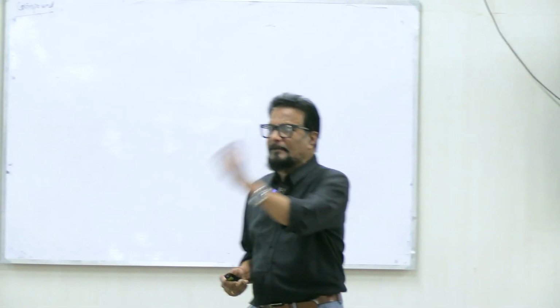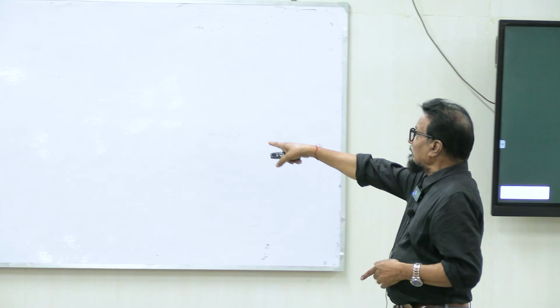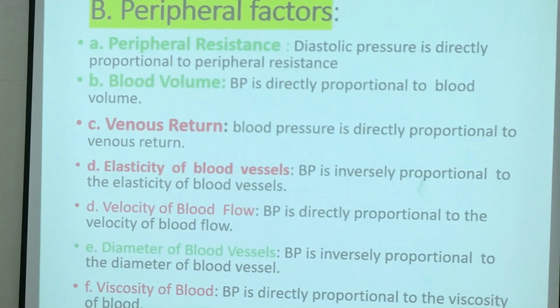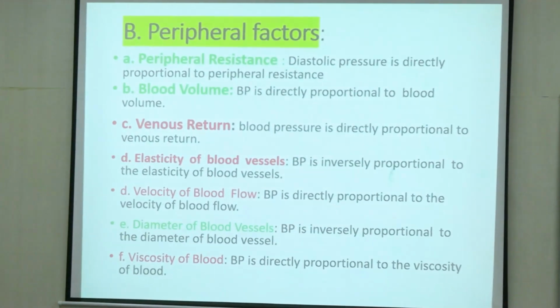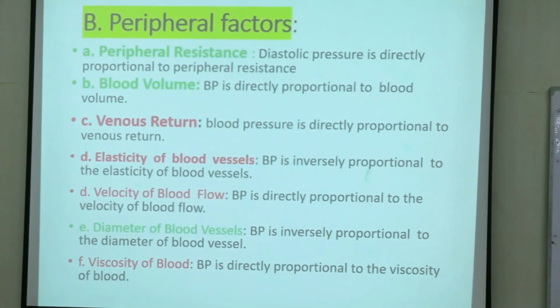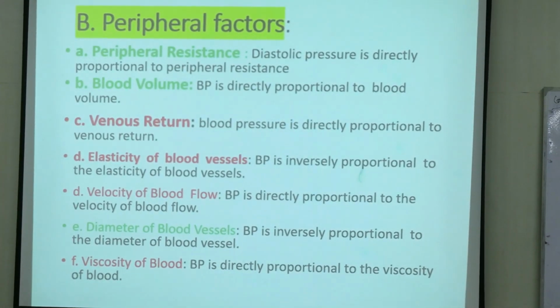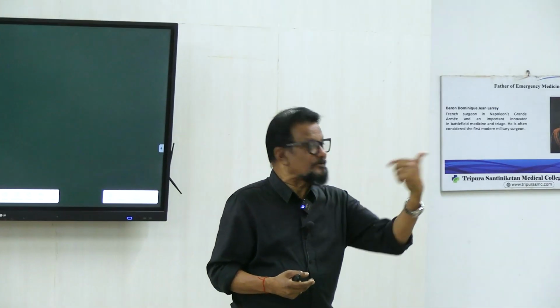Okay, and velocity of blood flow is directly related to blood pressure. Higher the velocity, what will there be? Directly proportional, blood pressure will be increased. And for the diameter of the blood vessel, higher the diameter, less will be the pressure; less the diameter, more will be the pressure. And the viscosity of blood is also very important. More viscous blood will exert more resistance. So blood pressure will be increased.